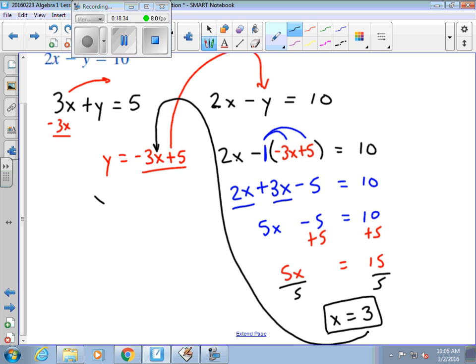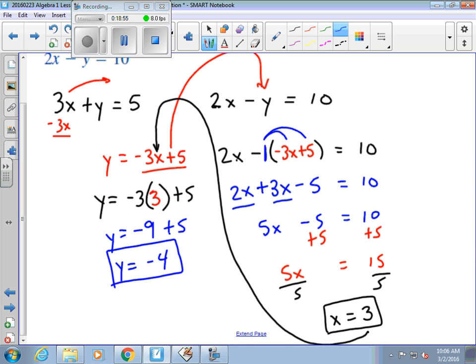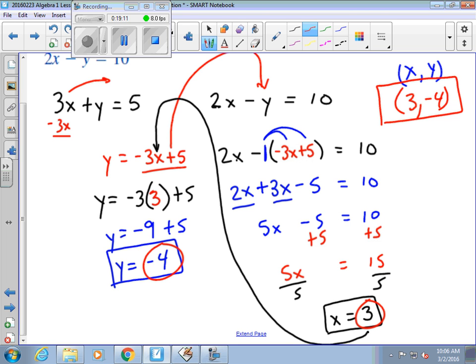So instead of y equals -3 times x, now it's y equals -3 times 3 plus 5. -3 times 3 we know is -9 plus 5. So y is equal to -4. Now we have an x and a y. So you write it as x comma y as an ordered pair. X's value we found a minute ago is 3. Y's value we just found is -4. That is a solution to your system of equations.